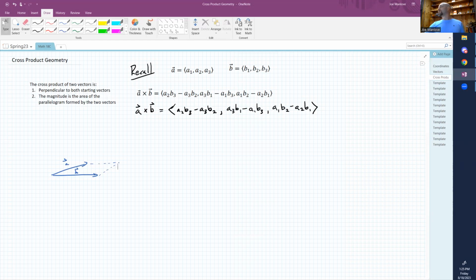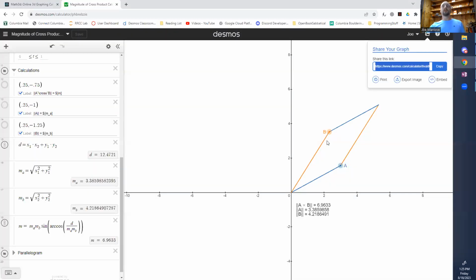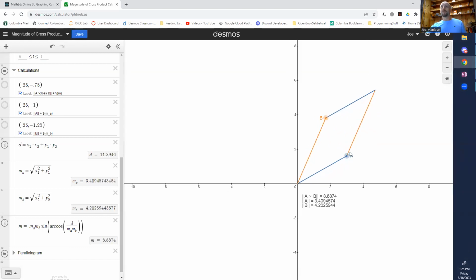I've got a neat little tool that you can use to play with that. Okay, so here's a neat little tool that you can use. Here's my parallelogram. I've got my vector A and my vector B here. This is in Desmos, so you can drag these around. And you can see that I've got the magnitude of the cross product here. I've got how long is A, how long is B. So right now they're about 4 long. And you can see that if I collapse them, I get a number that's basically 0 out of that.